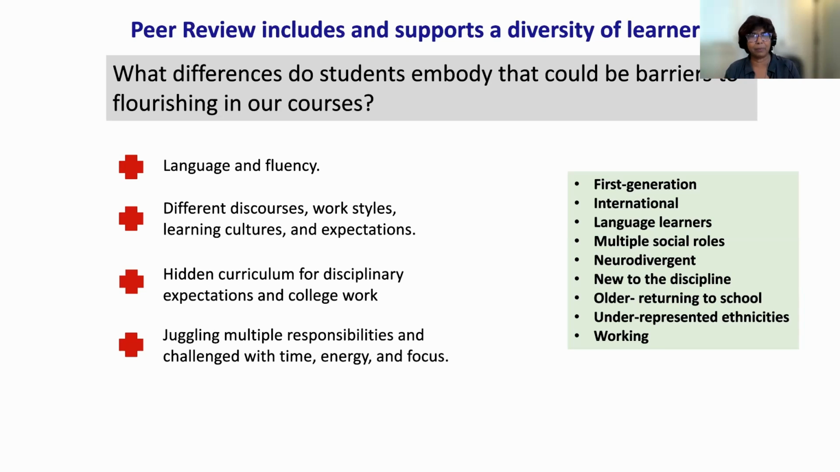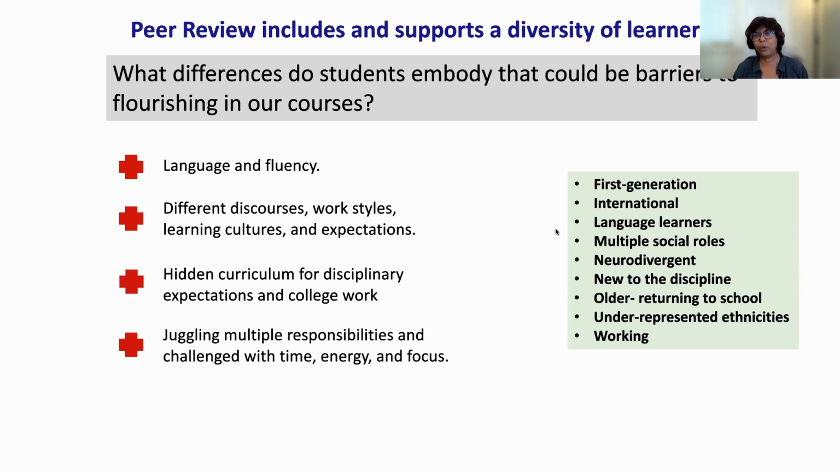Because I'm shifting my discipline from this to this and I don't know what is expected. So all of these things can get in the way of just this flourishing and learning that we want them to go through. Confidence, age, yeah, that's the whole emotional, affective part of learning too that people generate. And in the green box, you just see some of the types of students, and many students embody more than a few of these in one, right?